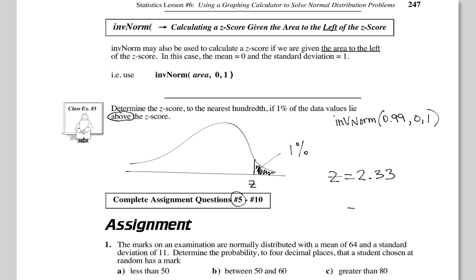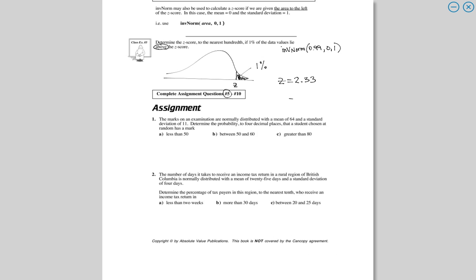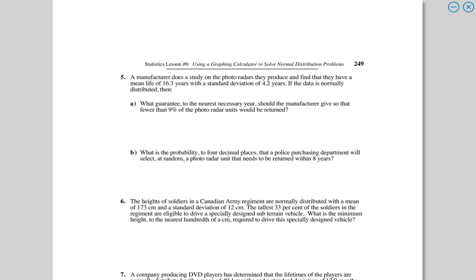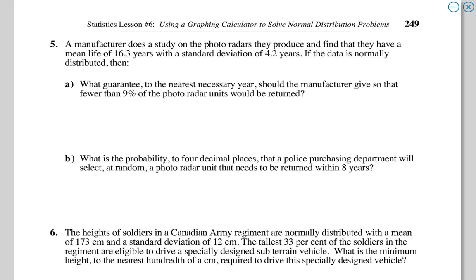Let's jump to question 5. Let's do question 5 together. So the rest of this assignment now, you'll have time to finish this off tomorrow as well as the 2 quizzes. So tomorrow will be this assignment and the 2 quizzes. You'll have a sub in tomorrow. Okay, let's do number 5 together. Page 249, let's do number 5.